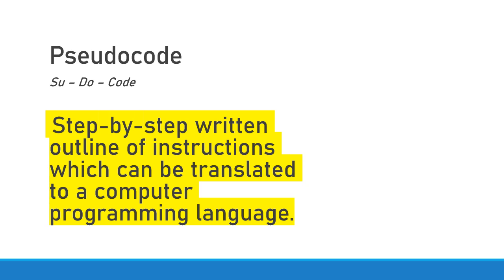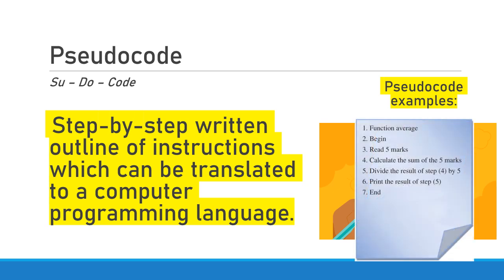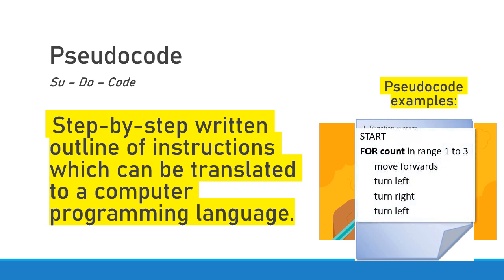Pseudocode is a step-by-step written outline of instructions which can be translated to a computer programming language later. It gives us a really nice way of writing down lists of instructions that look like computer programming, but without all that unnecessary syntax. There are some examples here. That's an example. But this is more like what we're going to produce in our lessons in this unit.